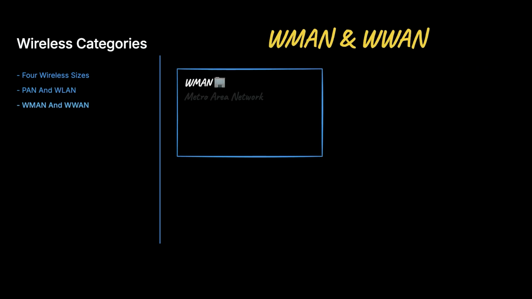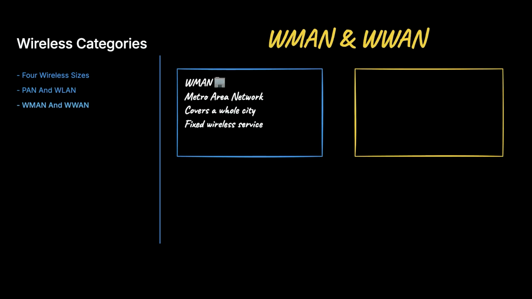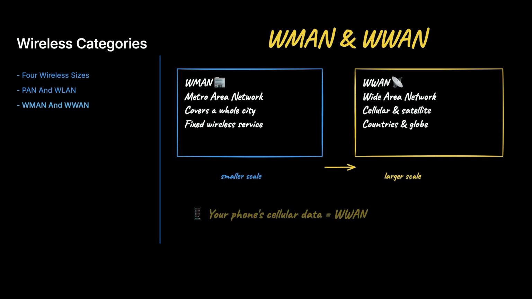Now let us go bigger. A wireless metropolitan area network, or WMAN, uses radio signals to cover a whole city, like a citywide fixed wireless service. And the largest, the wireless wide area network, or WWAN, uses cellular or satellite signals to reach across countries and the globe. Your phone's cellular data connection is a perfect example.